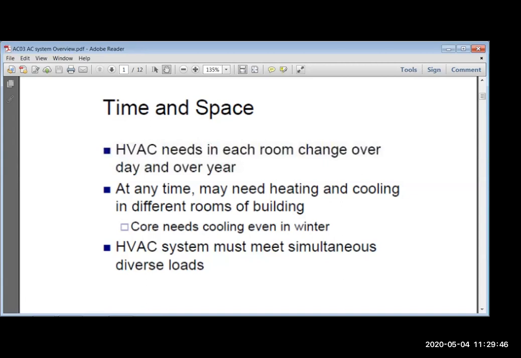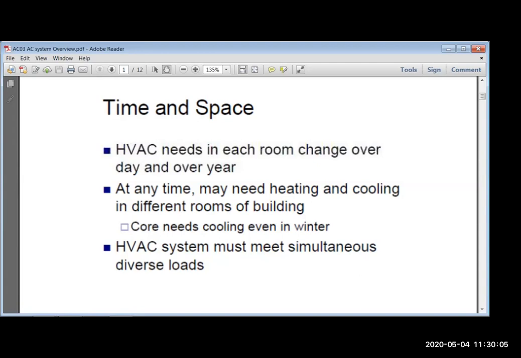At any time, we may need heating and cooling in different rooms of the building. Or maybe they are not occupied, they are vacant, they are empty. So those may not need heating or cooling. So at any time we may need heating and cooling in different rooms of the building.